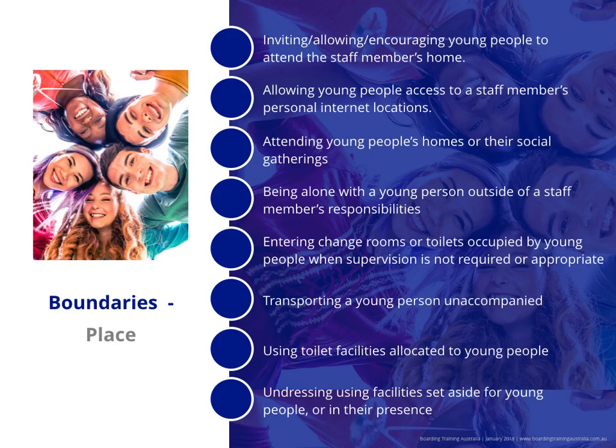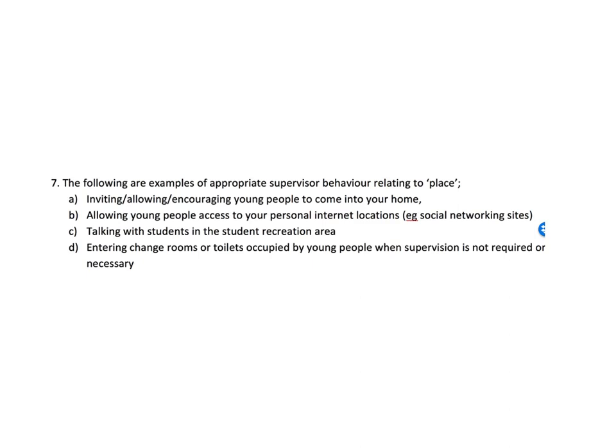Undressing or using facilities set aside for young people in their presence. This can be problematic if you're, say, taking a group of young people swimming, and there's one set of change rooms. Generally, what supervisors do is that they will use it first or last, and the young people will use it after them. You can see there's an assessment here, and it's asking for examples of appropriate supervisor behaviour relating to place. And you can see there is one of those that is appropriate.